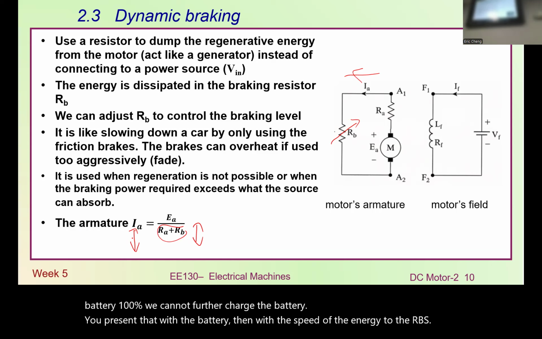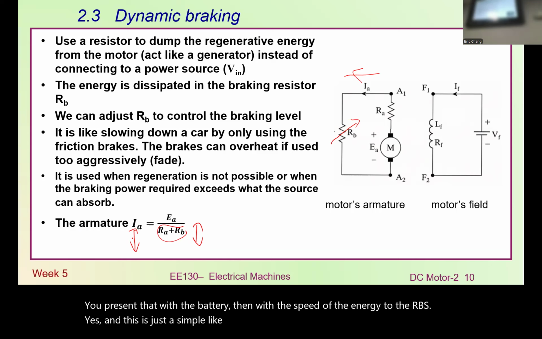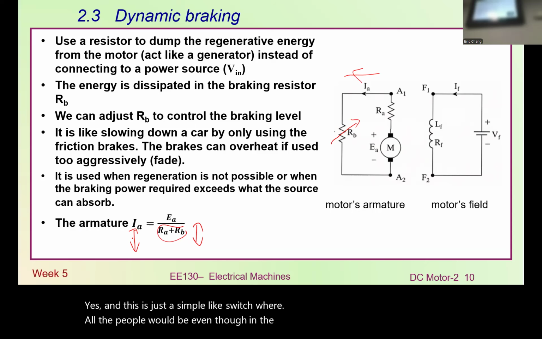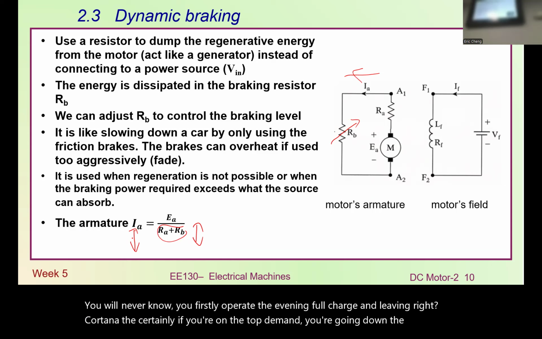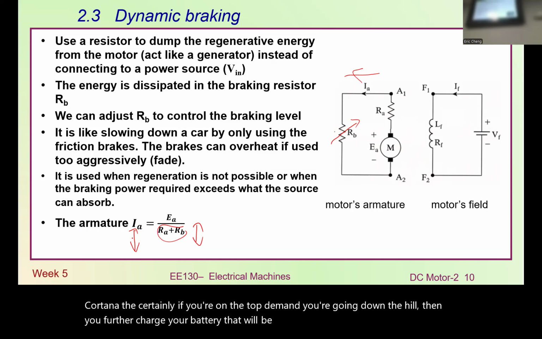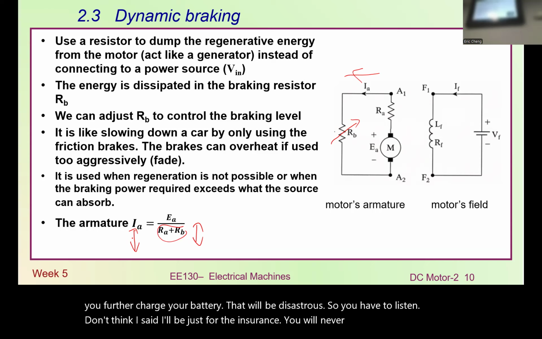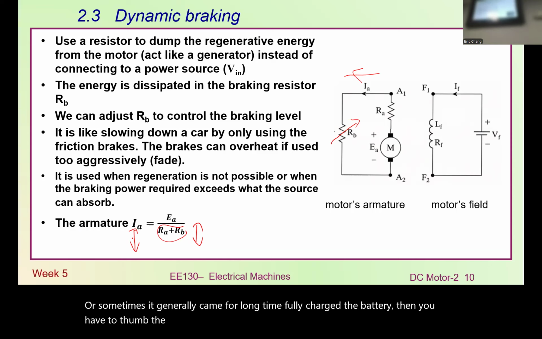Yes? Is this just a simple switch? It was okay. In all vehicles, even in the future when you design your EV, you will never know. On the first day you operate the EV, you fully charge it, right? But suddenly, if you are on top of a mountain and going down the hill, then you would further charge your battery, and that will be a disaster. So you have to look into something like the resistor, just for insurance. You will never know. Or sometimes you brake for a long time before you charge the battery, then you have to dump the energy. So in many cases you may need to use that.